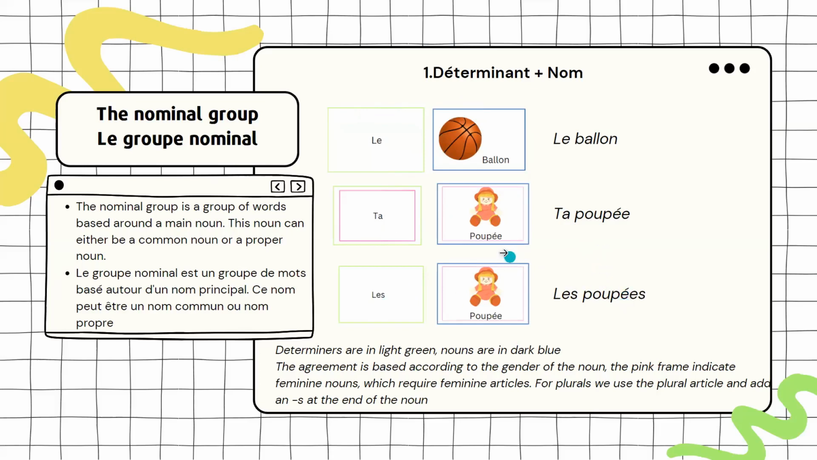You can notice that poupée has a pink border. That means the noun is feminine. If the noun is feminine, the determiner needs to be feminine. So ta poupée, we are going to use a feminine determiner and a feminine noun. But now in plural, there is no border because the plural determiner is the same. Les poupées. And then I added the S for the plural.